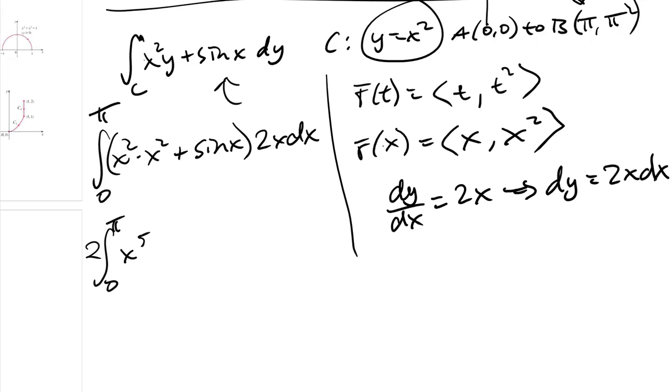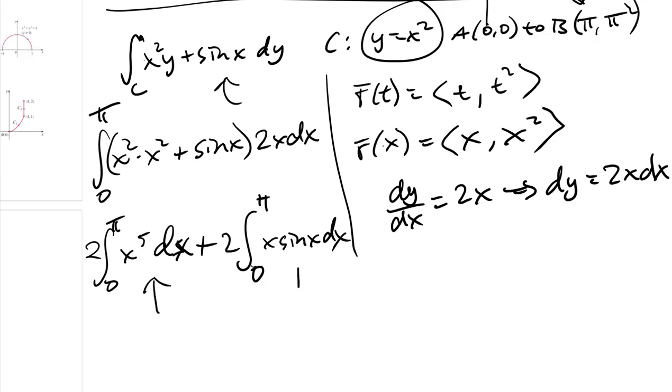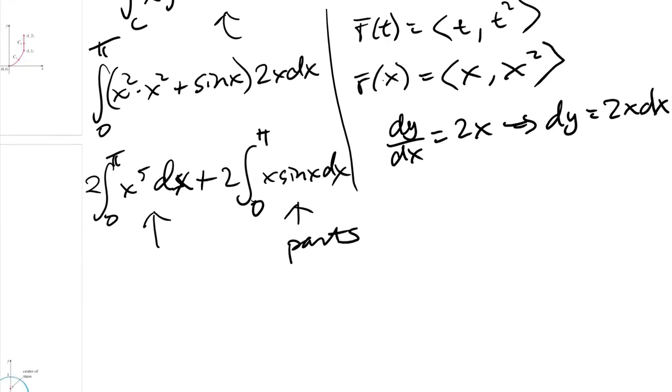So let's put this into two integrals. This is dx plus 2 integral 0 to pi of x sine of x dx. This is easy. This is parts. Just do it by parts. All right, and so that's that one.